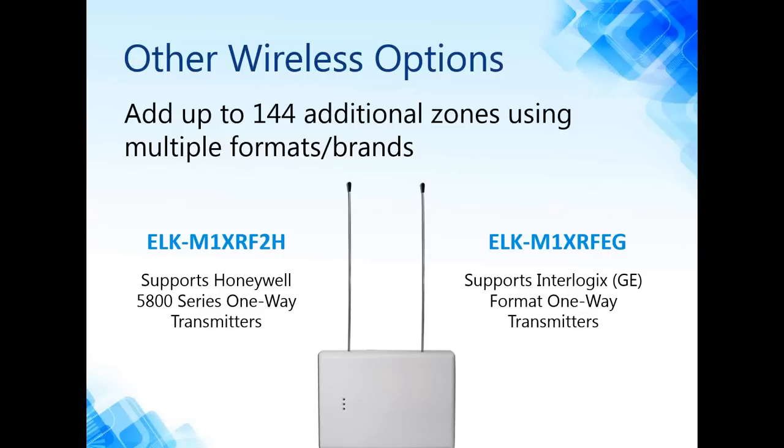Right now we have the M1XRF2H to support Honeywell. We have the M1XRF-EG to support GE transmitters. Like I said, you can have multiple receivers on the data bus to help increase the coverage area, but you can only have up to 144 wireless zones.